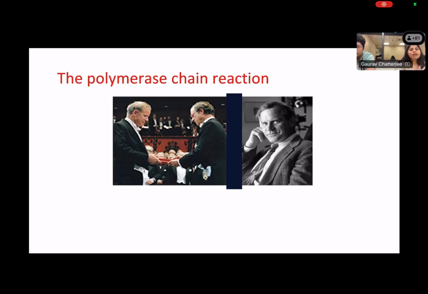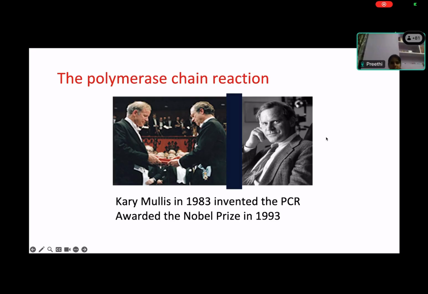The central part of any molecular technique is the polymerase chain reaction. Polymerase chain reaction was discovered by whom? So can Deba answer this question? Does anyone know? No. Okay. Anyone else who knows who this person is? Kary Mullis was the person who invented PCR, and he was awarded the Nobel Prize also in 1993.